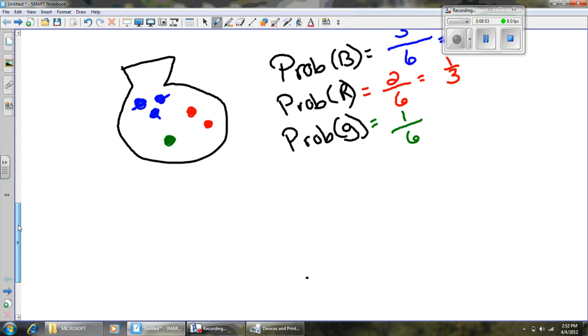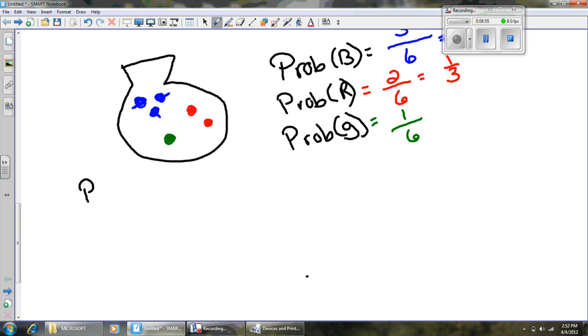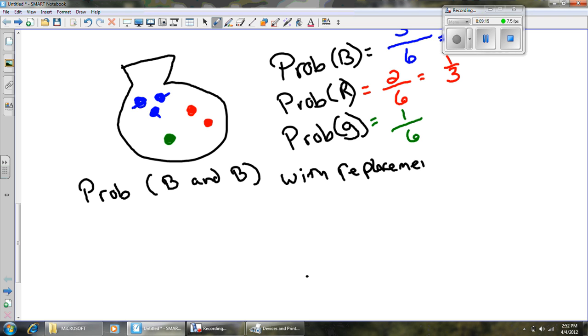This time, we are going to figure out the probability of getting a blue and getting another blue. And I need to tell you this. It's either with replacement or without replacement. We're going to say with replacement. What that means is, after I draw the first jelly bean out, I put it back in and draw the second. So I'll do it both ways.